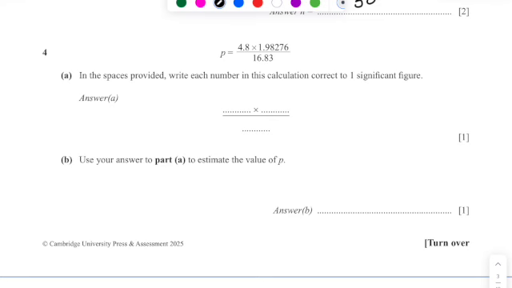Question number 4. In the spaces provided, each number is calculated to one significant figure. 4.8 can be written as 5. Then 1.98 is 2. 16.73 is 17. So it's going to be nothing but what? Write your answer in part A as an estimated value of P. So 10 upon 17. That's going to be the answer.